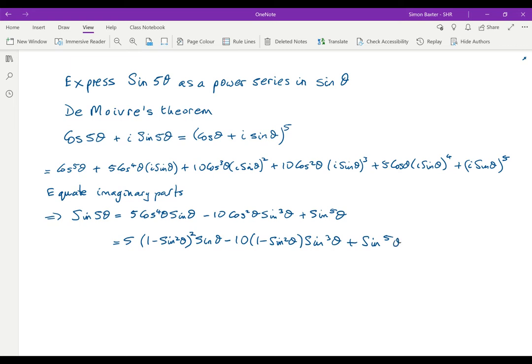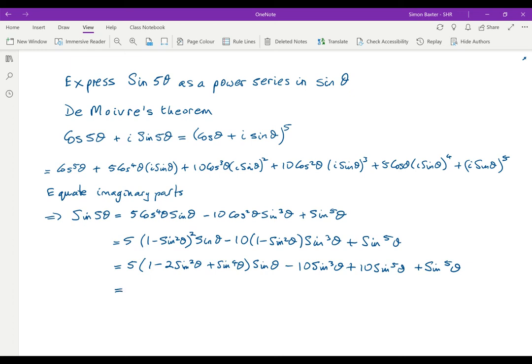So we're nearly there. Clearing the brackets, perhaps I ought to expand the first one first. 5 times 1 minus 2 sine squared theta plus sine to the 4 theta, times sine theta, minus, I'll clear this bracket while I do it, 10 sine cubed theta plus 10 sine to the power 5 theta. And the last term is just plus sine to the power 5 theta.